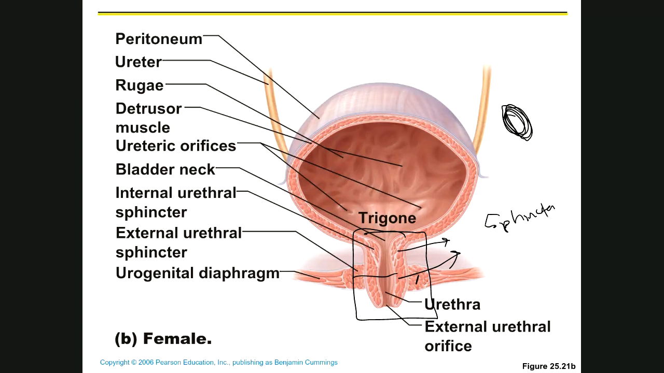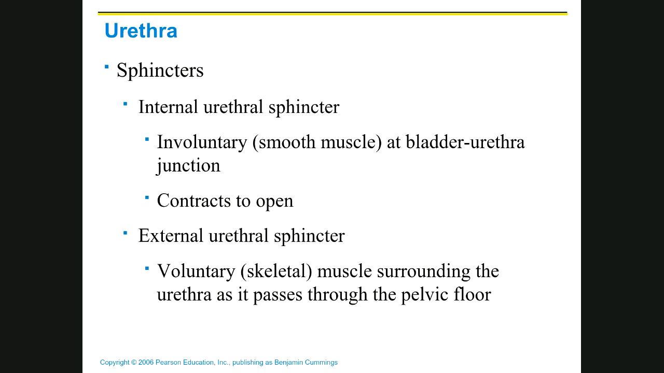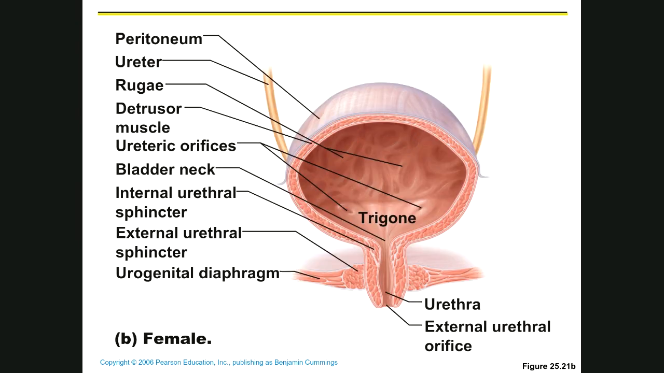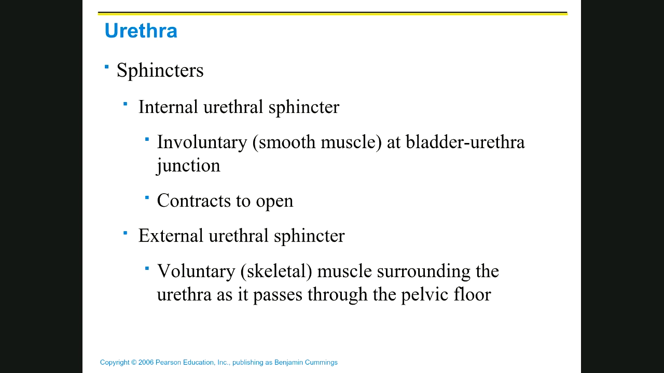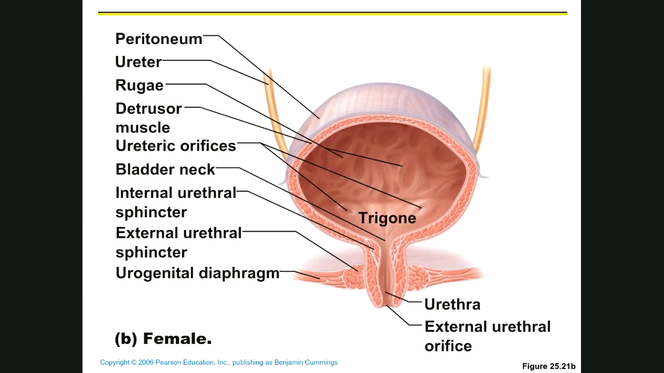Well, there are two of them. There's an internal sphincter, which is smooth muscle, and it's involuntary. So here's the internal sphincter right here. But there's also an external sphincter, which is skeletal muscle. And because it's skeletal muscle, it's voluntary. It's where it passes through the abdominal wall. So there's the external sphincter.